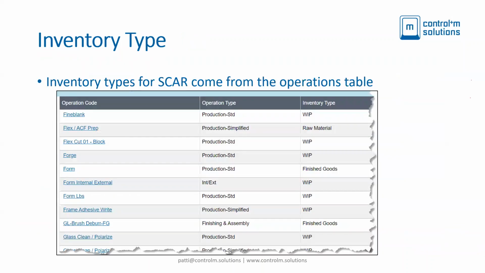We often get asked where the inventory classification on a part routing step comes from. The inventory types, such as raw, WIP, and finished goods, are defined at the operation level. So if you're looking at SCAR and you're seeing transactions going in and out of accounts that they probably shouldn't be, first check the operations table and then check the cost accounts screen.